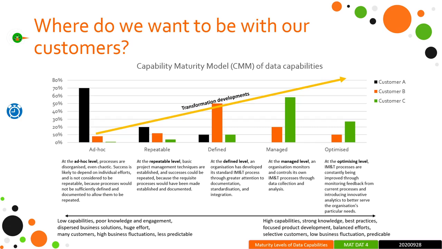In order for you to progress in the maturity levels, you need to assess where you are today and implement the required transformation projects to evolve in your data capabilities. So, let's just summarize what these 5 maturity bands actually mean. At the ad hoc level, processes are disorganized, even chaotic.